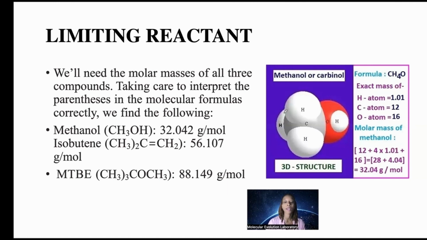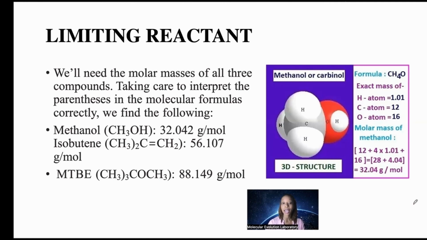So we know that carbon is 12, so that would be 2 times 12. Hydrogen is 1, so we have 2 times 3 is 6. And we also have 1 carbon, another carbon, and 2 hydrogen. That basically gives us 56. MTBE is CH3, and the parentheses is added again, which means that this is 3 carbon and 3 times 3, and this would be 9 here, and we end up with a molar mass of 88. So the molar mass of methanol is known, isobutene is known, and MTBE is also known.